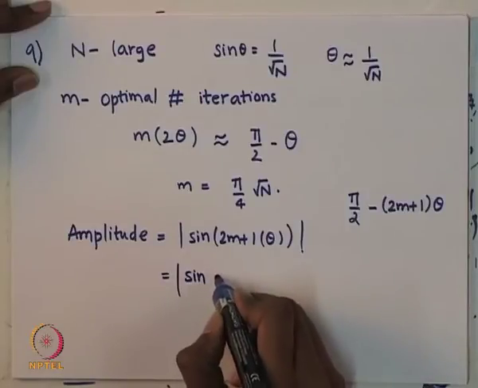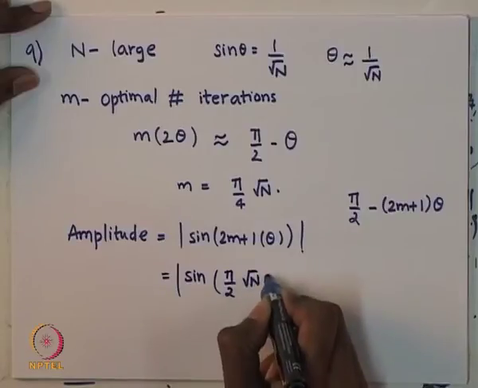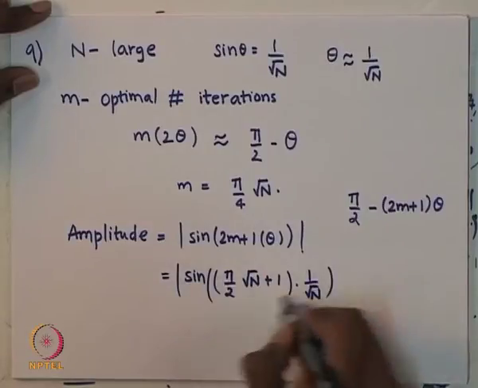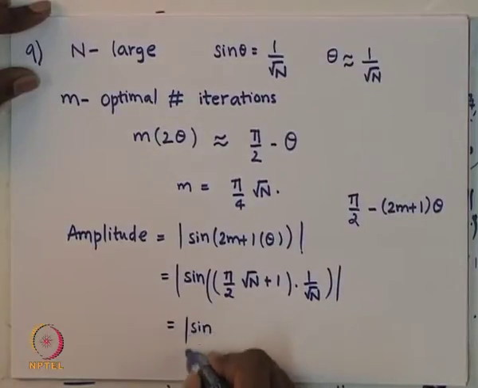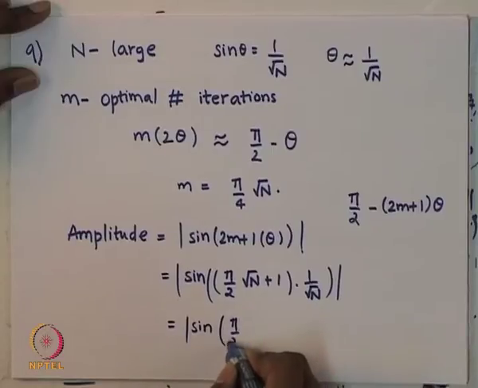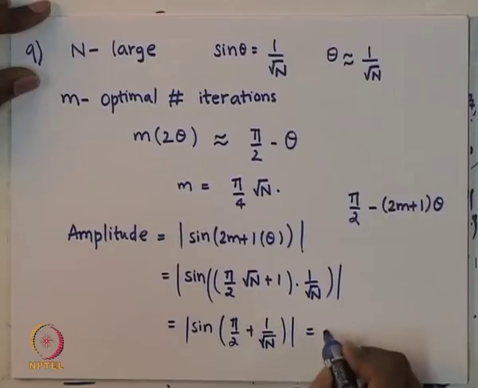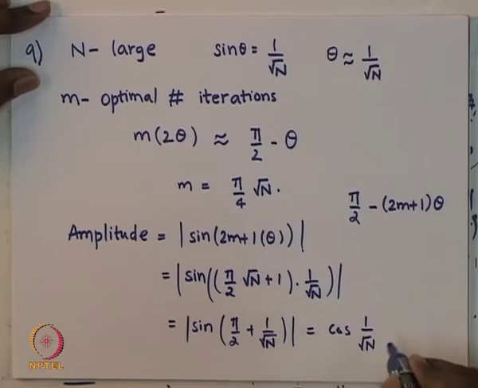sine of (pi by 2 root n plus 1) times 1 by root n, which is again sine of (pi by 2 plus 1 by square root n). This is cos of 1 by square root n.